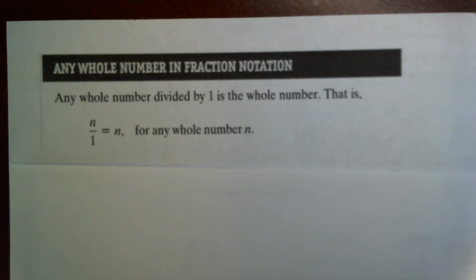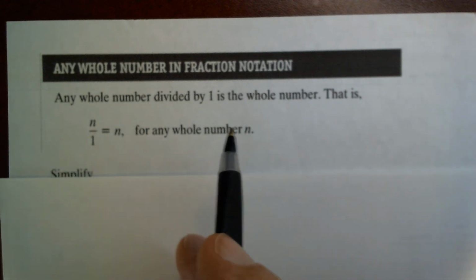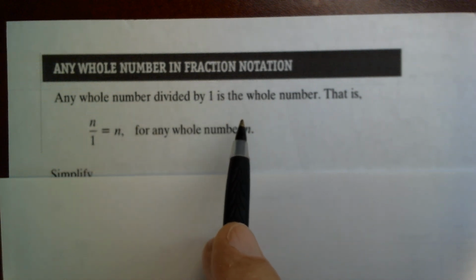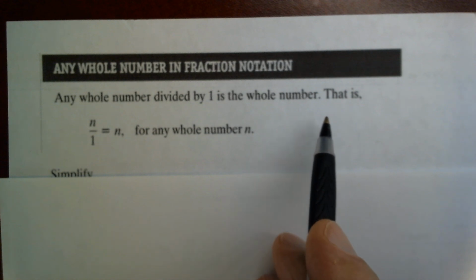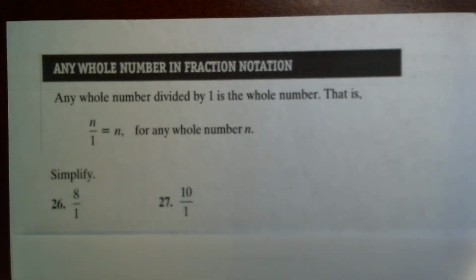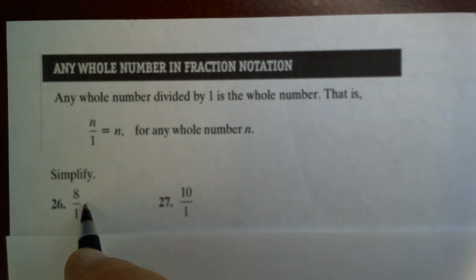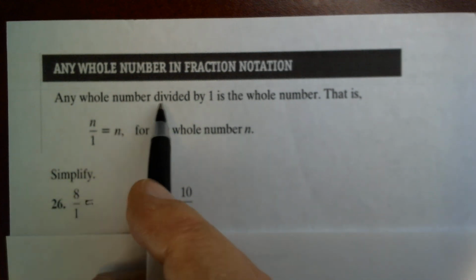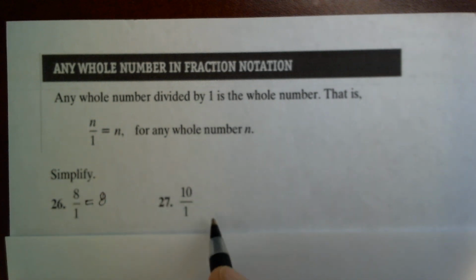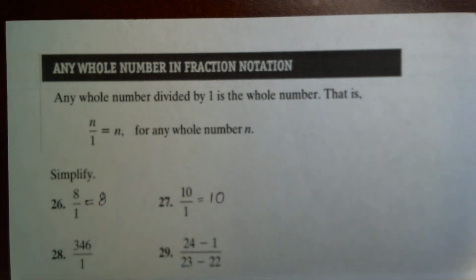And for the last part of the section, any whole number in fraction notation: whenever we divide any whole number by 1, this is equal to the whole number. That is, n divided by 1 equals n for any whole number n. So here we're to simplify some numbers. So based on this definition, 8 divided by 1 equals 8. 10 divided by 1 equals 10. 346 divided by 1 equals 346.